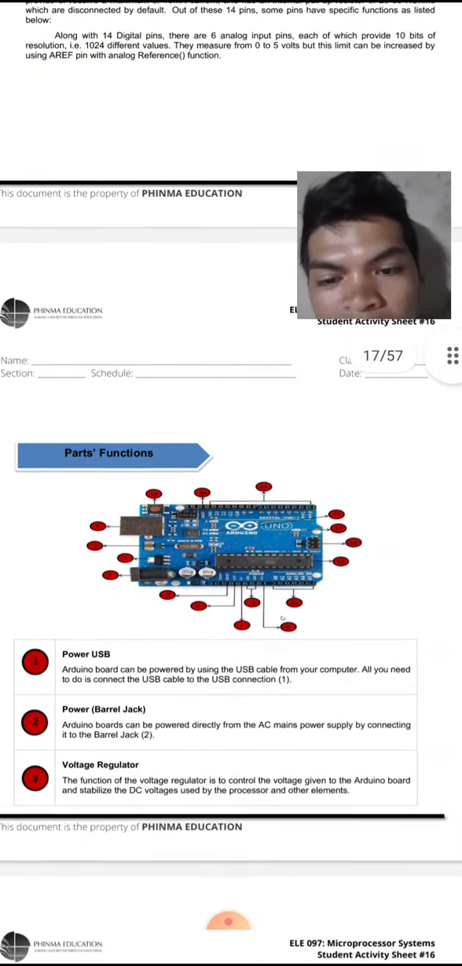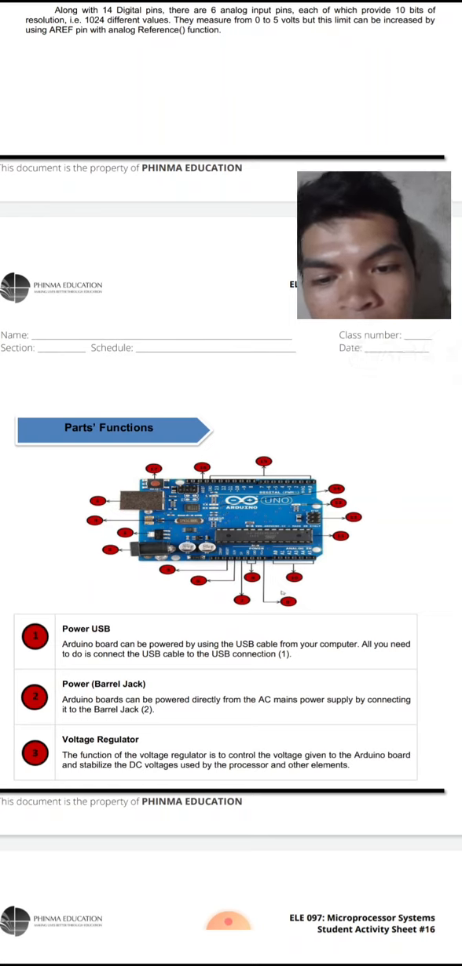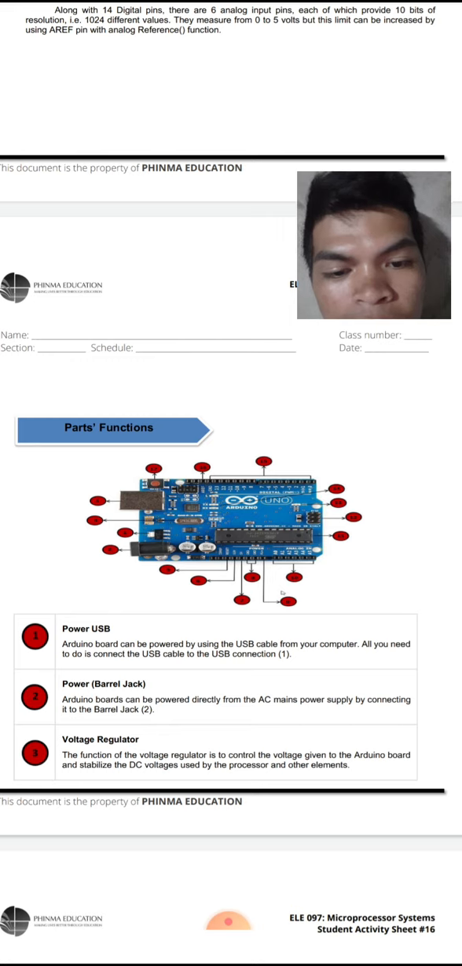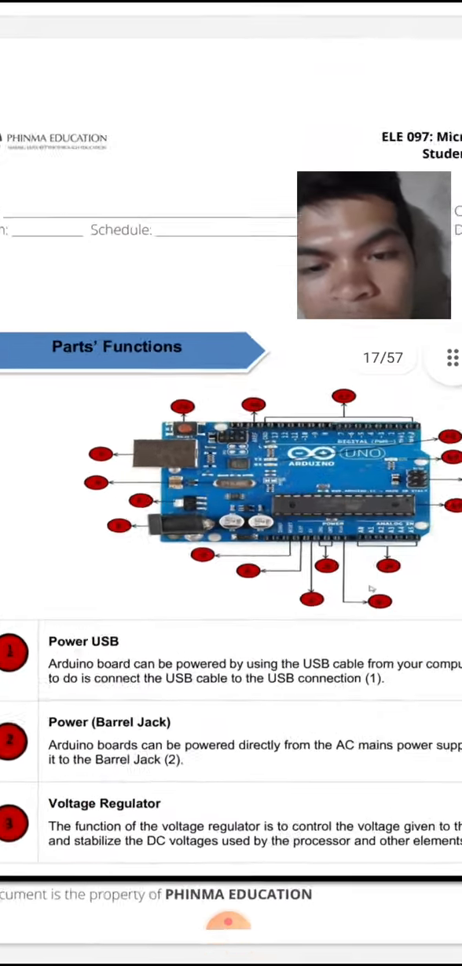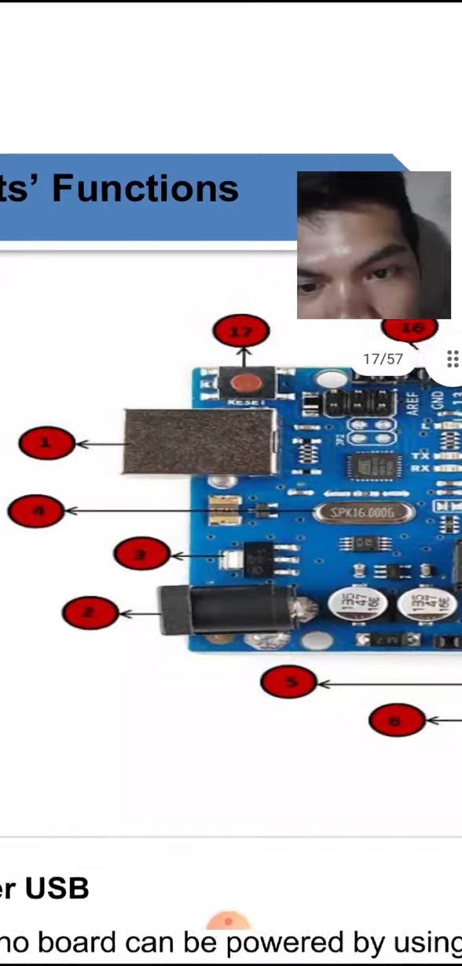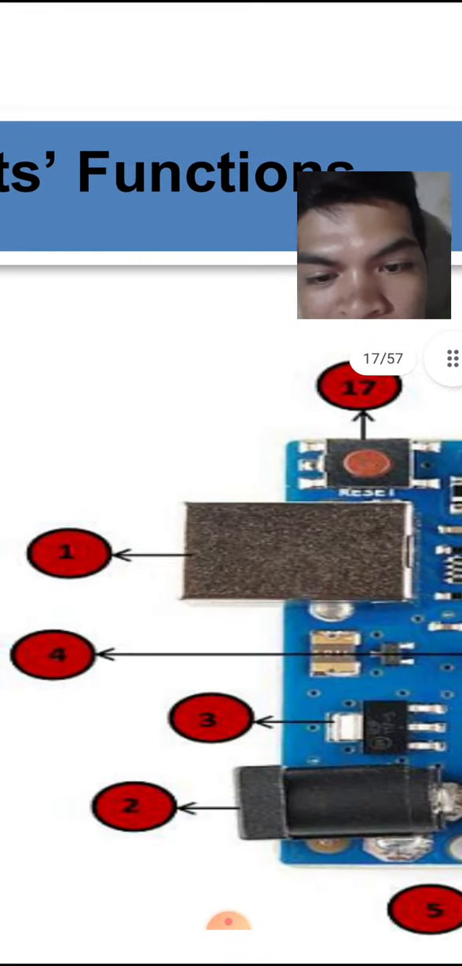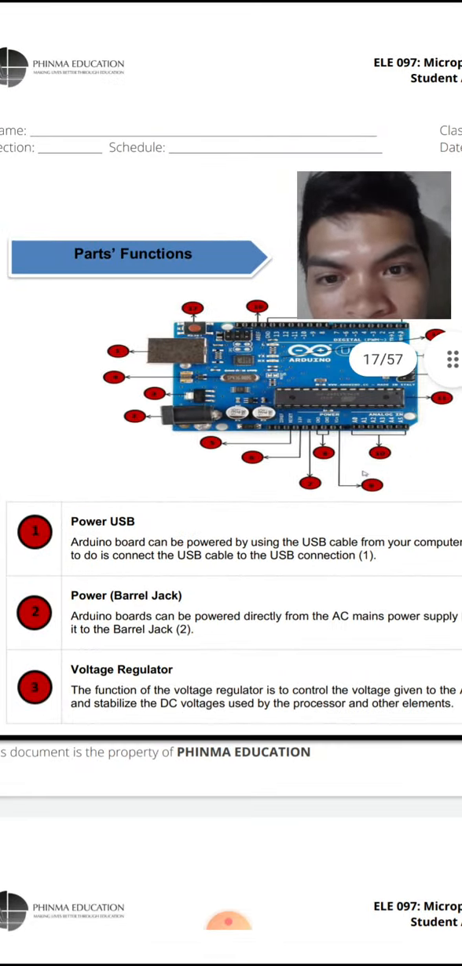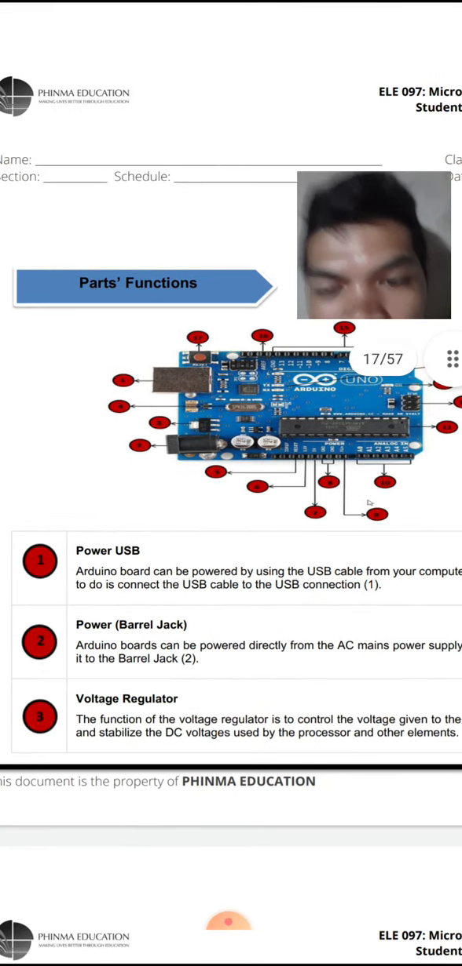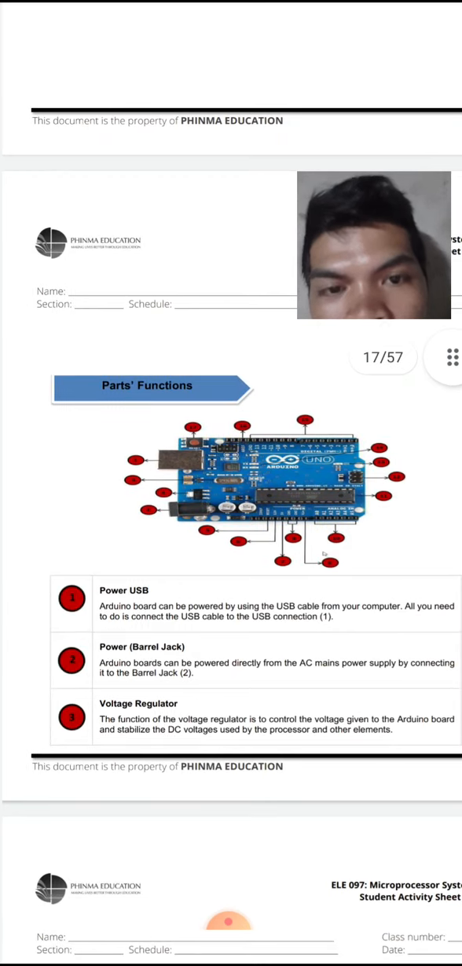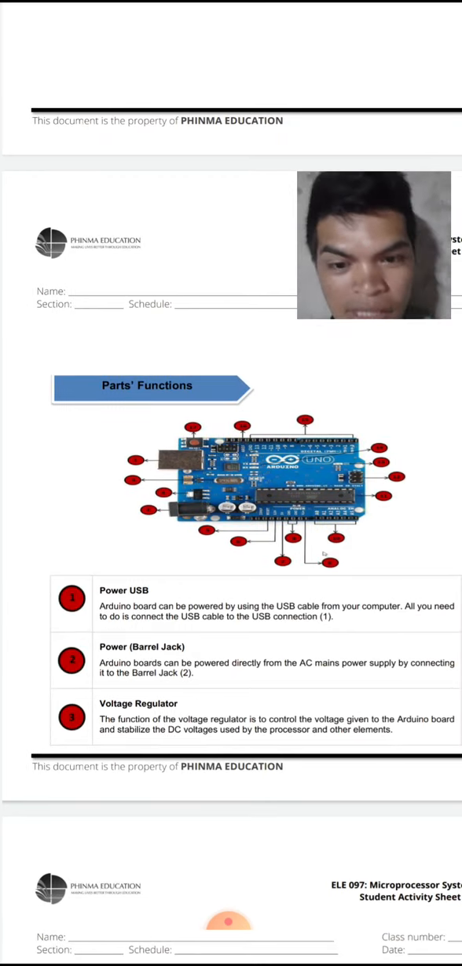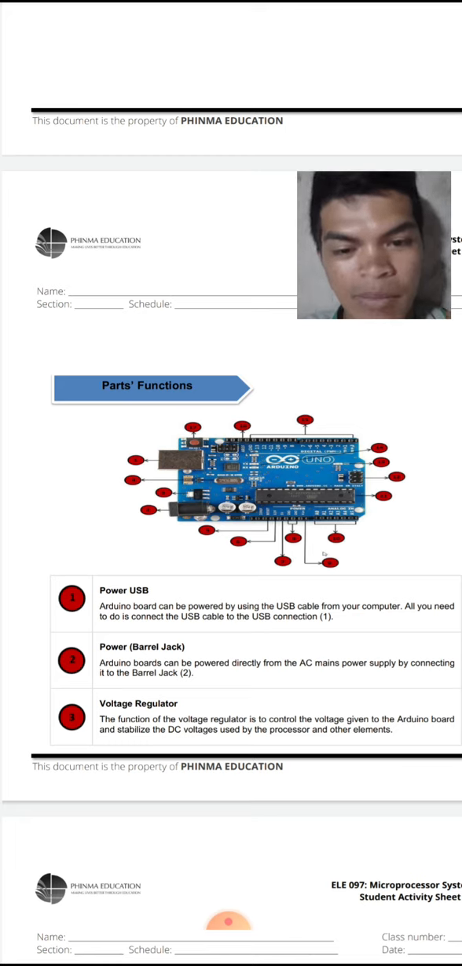First is the power USB. Arduino board can be powered by using the USB cable from your computer. All you need to do is connect the USB cable to the USB connection. This is number 1, the power USB. Number 2, power or barrel jack. Arduino boards can be powered directly from the AC mains power supply by connecting it to the barrel jack. That's number 2.